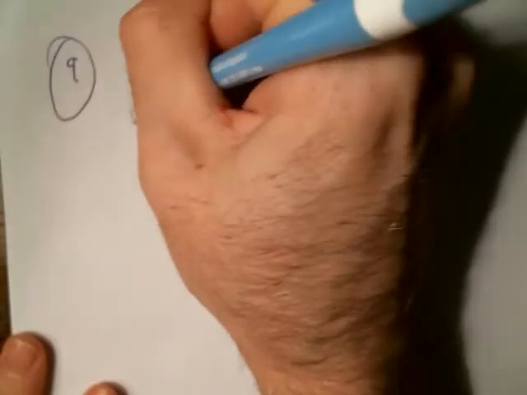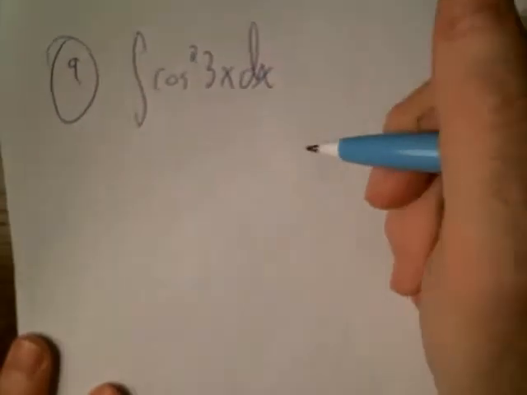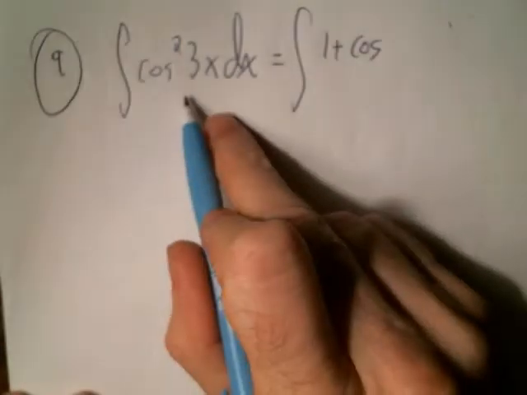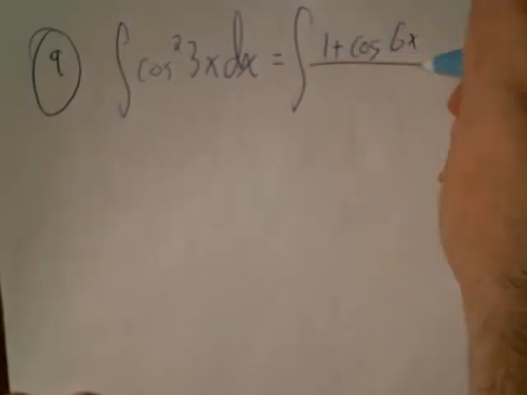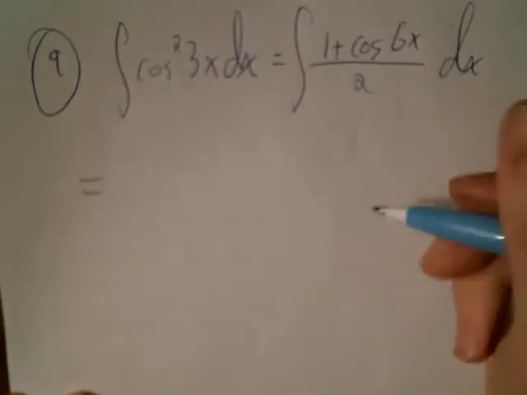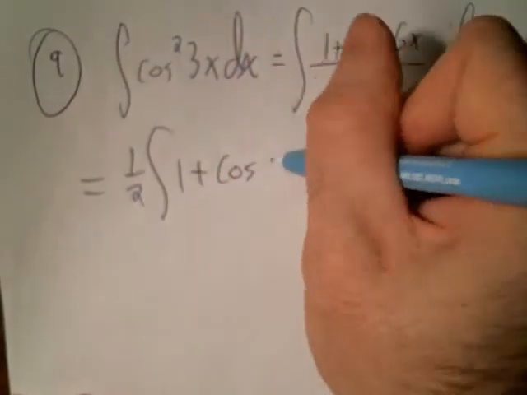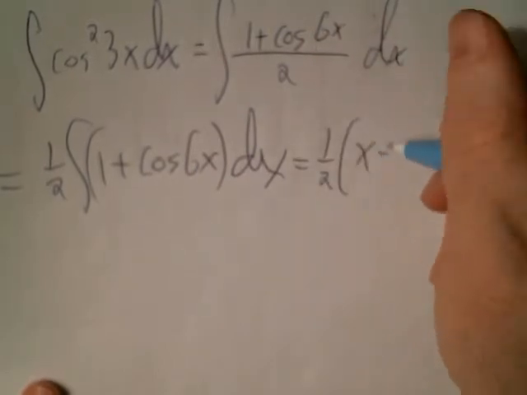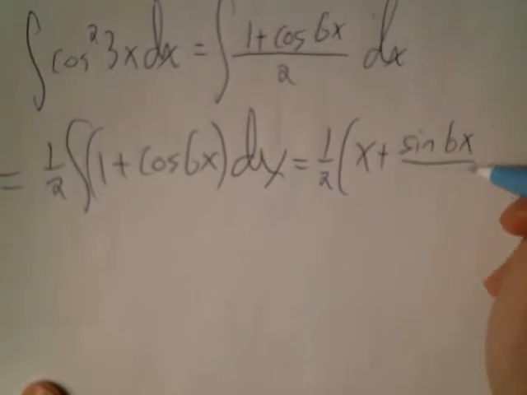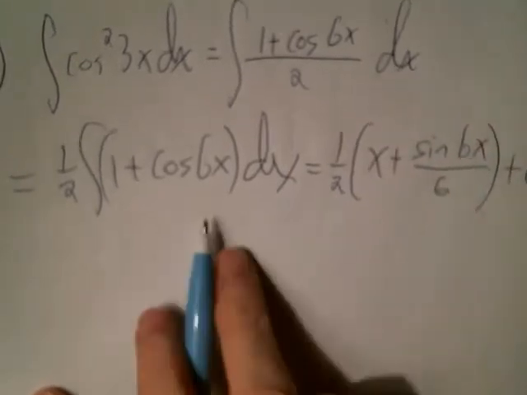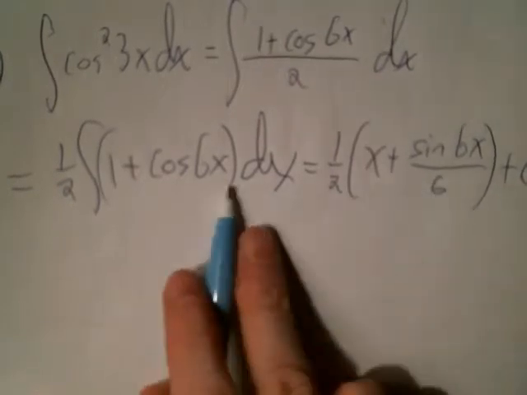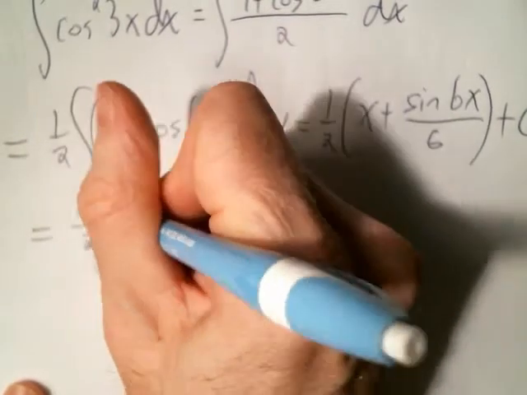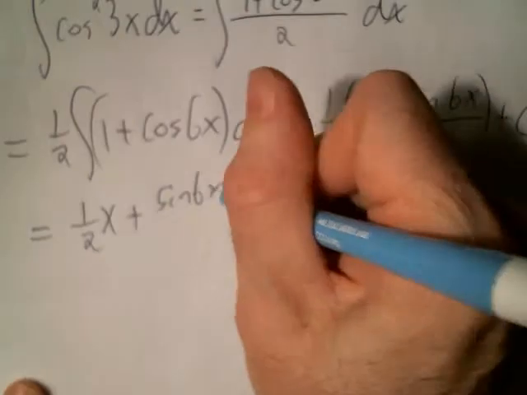Let's try number 9. We have the integral of cosine squared 3x dx. In this case, it's 1 plus cosine of, and you double this angle, so cosine of 6x, all over 2 dx. I can factor out the 1 half and then have the integral of 1 plus cosine of 6x dx. Then 1 half times x plus the integral of cosine, which is sine 6x, and then you have to divide by 6. Once you do your u sub, you'll get a constant 1/6 to pull out, and it'll be the integral of cosine u, which is sine u, times 1/6. Distribute the 1 half back in, and you get 1 half x plus sine 6x all over 12 plus c.